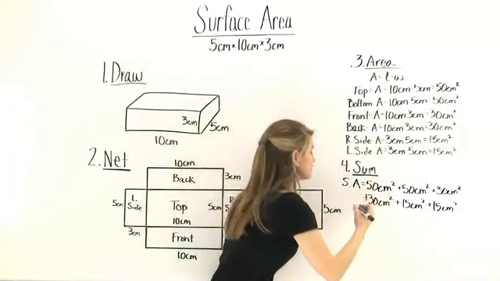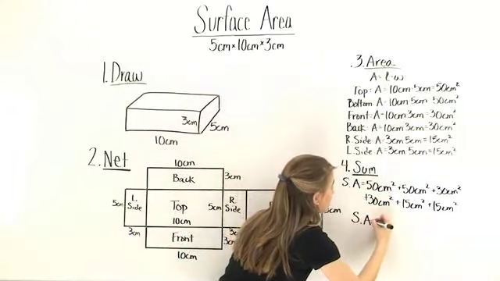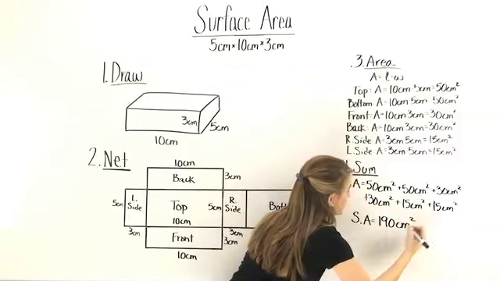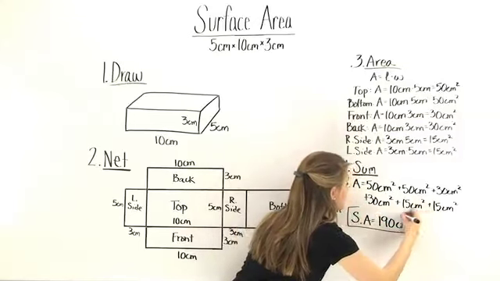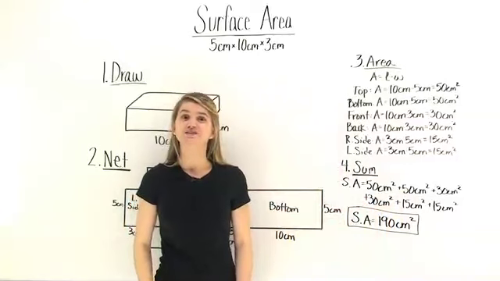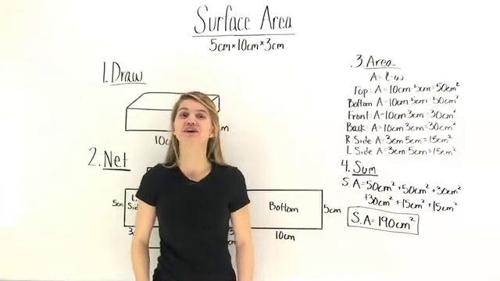If we add these all together, we get that the surface area is equal to 190 centimeters squared. So, we found that this rectangular prism has a surface area of 190 centimeters squared. So now we know how to find the surface area of a rectangular prism.